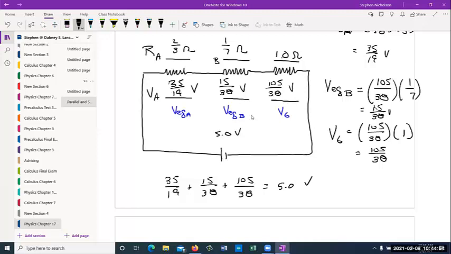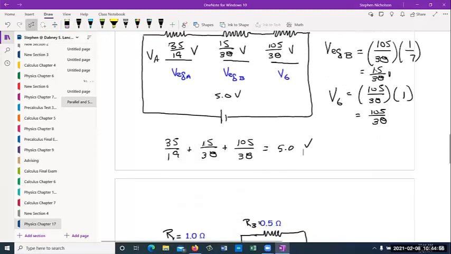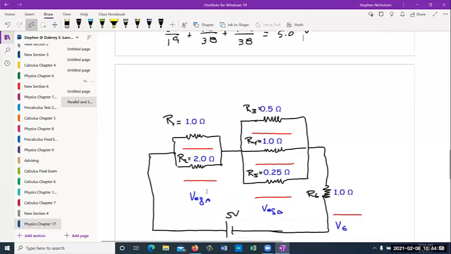So what we'll do on Friday is we will finish it off, because now we have the voltages across the original resistors, and we have the resistance. So if we have voltage and we have resistance, we can calculate current, and that's the last thing. What is the current through each one of these resistors? And then we're done.